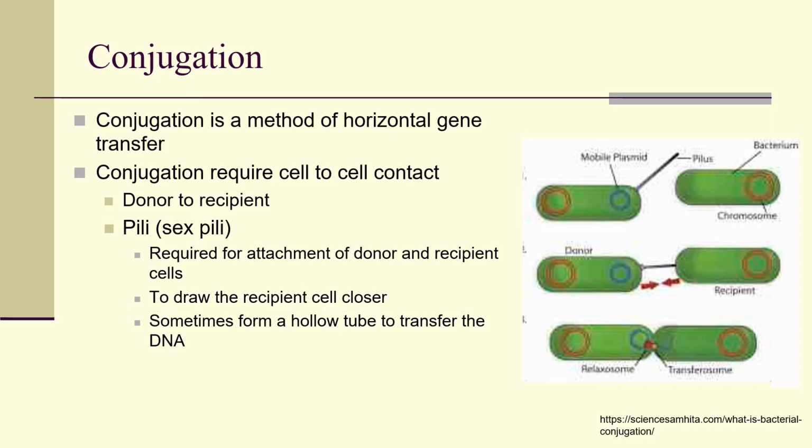Donor cells have special pili known as sex pili. They are required to attach and draw the recipient cell closer. In some cases, the pili form a hollow tube through which the DNA is transferred.